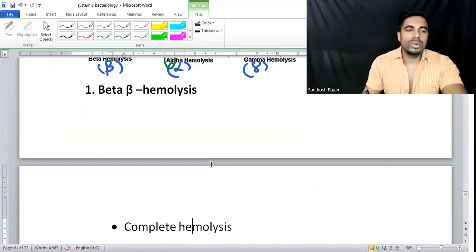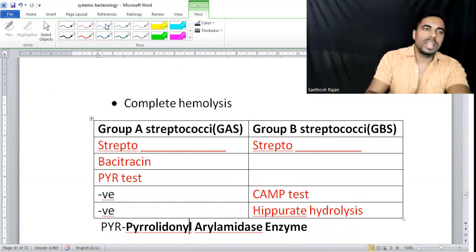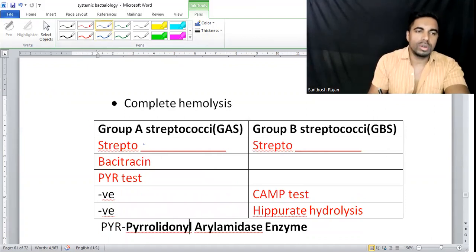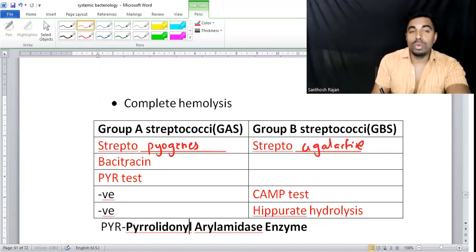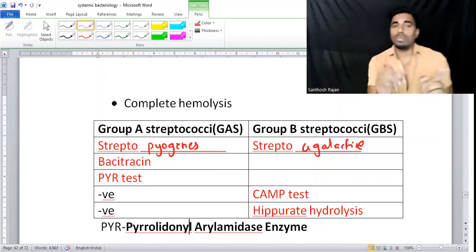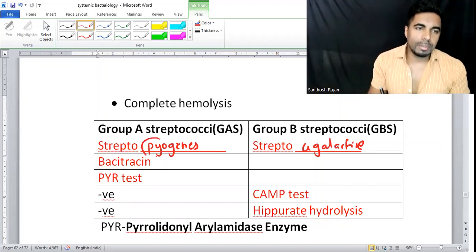So beta, again, I told you, complete hemolysis. So it's group A or group B. I'm repeating once again. Group A is Streptococcus pyogenes. And B is agalactiae. Okay, now how do you differentiate pyogenes from agalactiae? Very, very easy. One is PYR. In the name, pyo, so PYR. It's easy, this question will be asked.